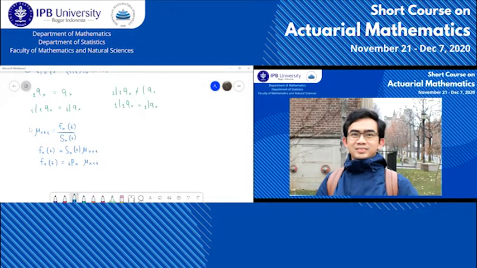Also, for the second result, we have mu x plus t equal to negative d by dt of the natural logarithm of S x of t. Using the actuarial notation for the survival function, we have negative of the derivative of the natural logarithm of t p x. So this one is the second result.